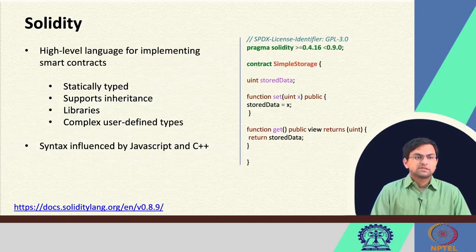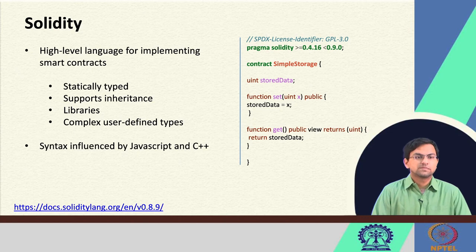So, let us learn more about one language which is Solidity. Solidity is the most popular language which is used for developing Ethereum smart contracts. It is a high level language for implementing smart contracts, and it is statically typed, supporting inheritance, and it also supports libraries and complex user defined types. The syntax is actually pretty simple and it is influenced by JavaScript and C++.